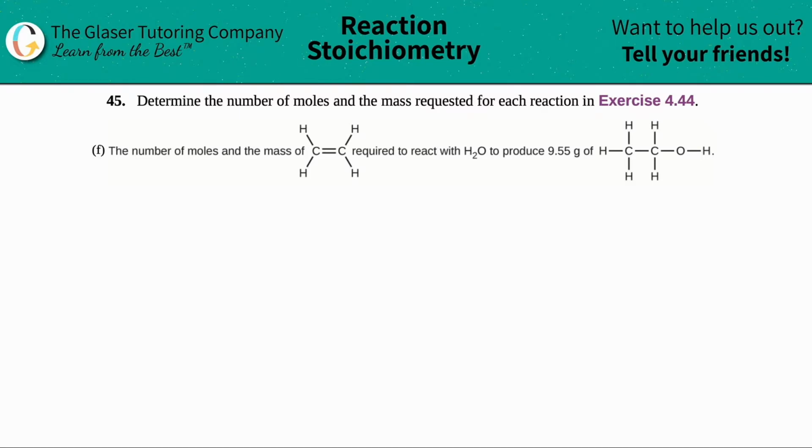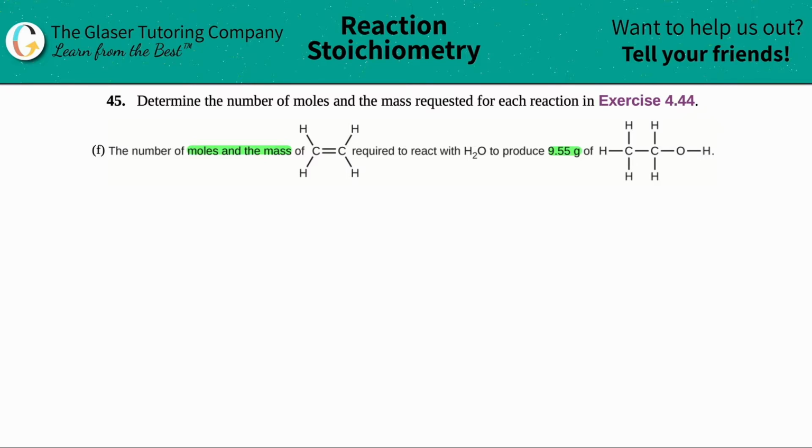Number 45, determine the number of moles and the mass requested for each reaction in exercise 4.44. And then we have letter F out of that bunch of exercises. So in this case, we need to find the moles and the mass of this ethene, required to react with water to produce 9.55 grams of ethanol. This compound is ethanol, aka the alcohol that we drink if you're over 21 in the United States.